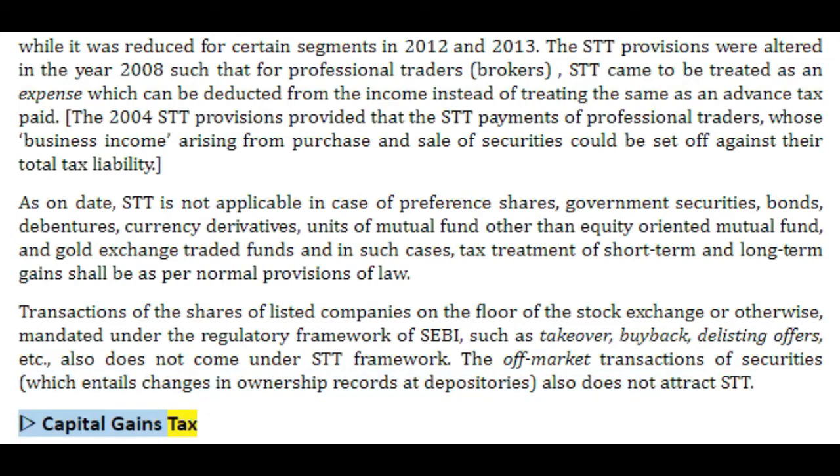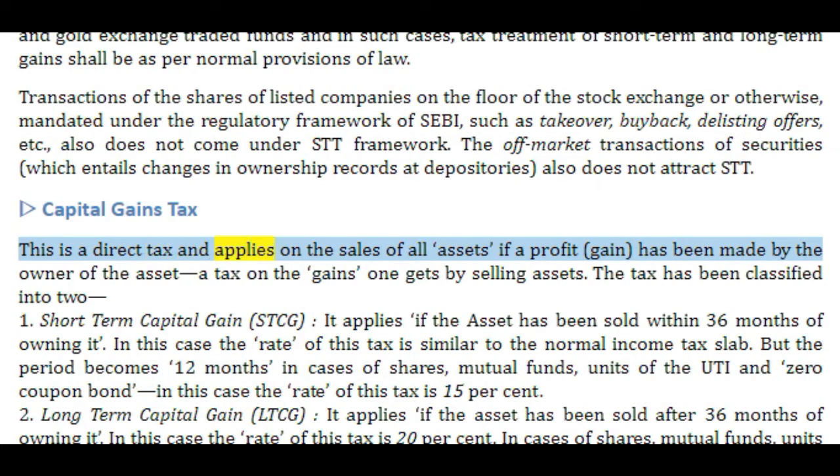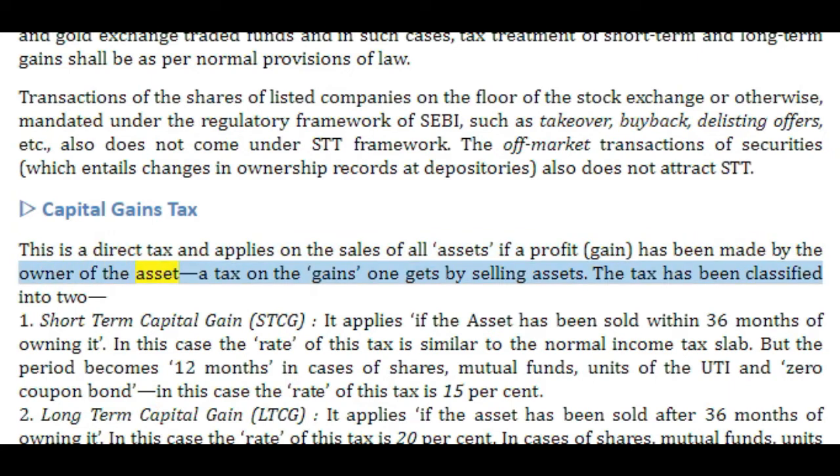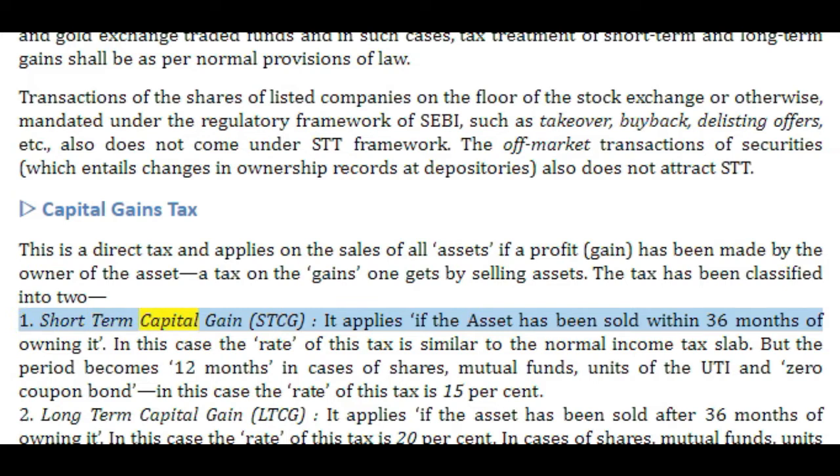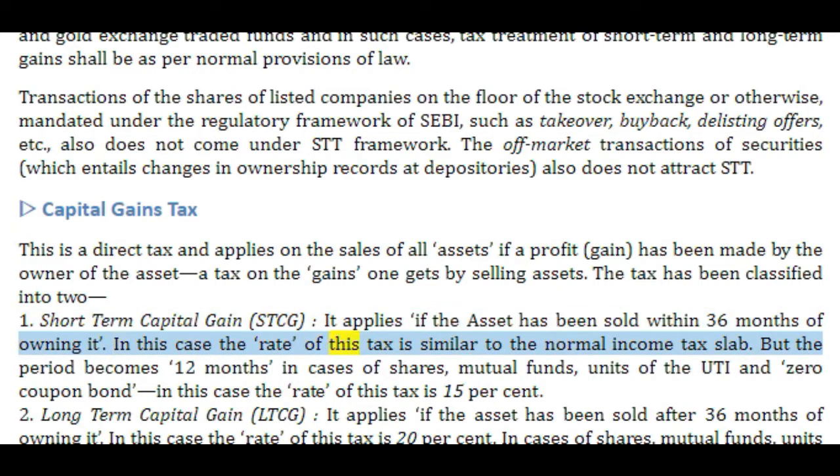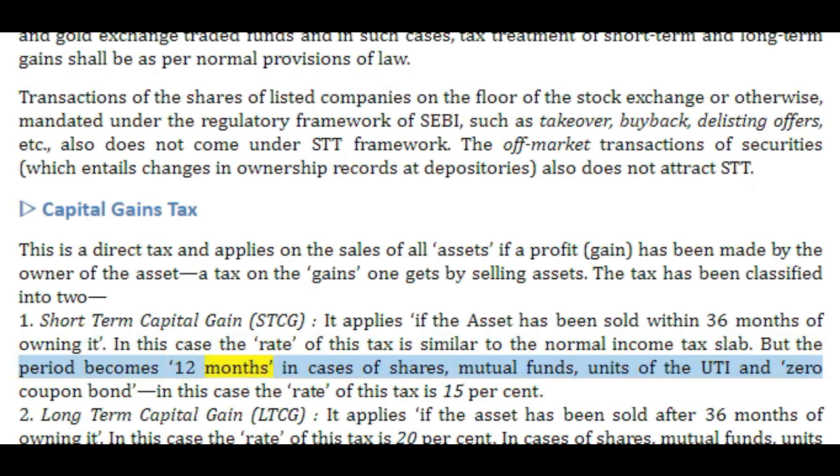Capital Gains Tax. This is a direct tax and applies on the sales of all assets if a profit, a gain, has been made by the owner of the asset, a tax on the gains one gets by selling assets. The tax has been classified into two. 1. Short-term capital gain, STCG. It applies if the asset has been sold within 36 months of owning it. In this case, the rate of this tax is similar to the normal income tax slab. But the period becomes 12 months in cases of shares, mutual funds, units of the UTI, and zero coupon bond. In this case, the rate of this tax is 15%.